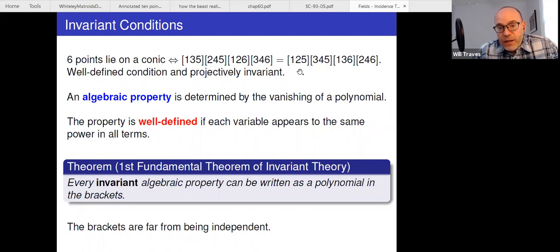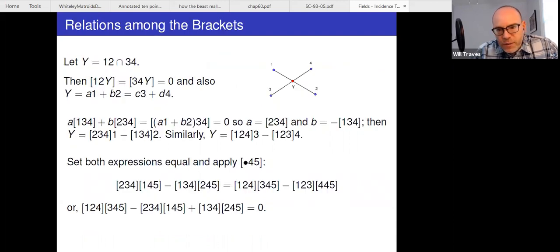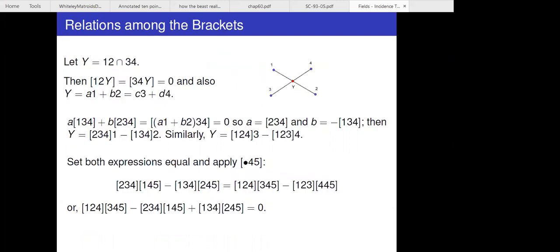But these bracket equations are not unique. I wrote down one bracket equation. There are other bracket equations that describe the same phenomenon, that 6 points lie on a conic. And that's because the brackets are far from being independent quantities. So there are relations among the brackets. And so I want to explain how you get the relations among the brackets.